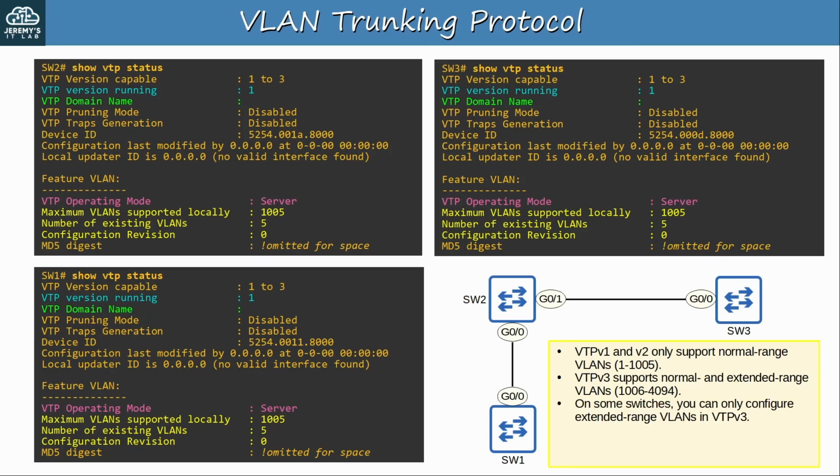Note that on some switches, you can only configure extended range VLANs in VTP version 3. But on other switches, you can configure extended range VLANs in VTP version 1 and version 2, but those VLANs are only saved locally. They are not propagated to other switches with VTP. For example, on these IOSv L2 switches I'm using for this demo, I can create extended range VLANs, even in VTP v1 or v2. On the switch I use in my home network, however, this is not possible. I can only create extended range VLANs if it's using VTP v3.